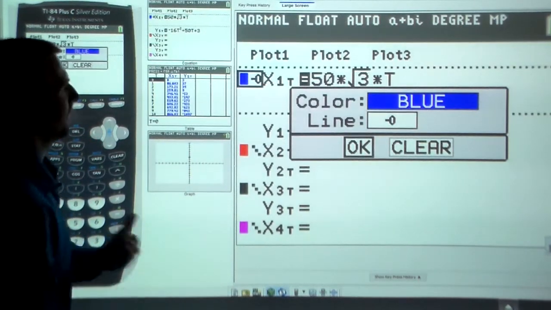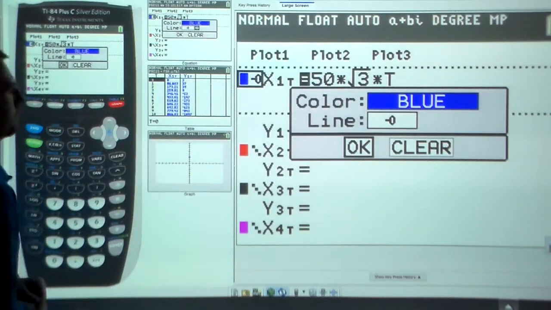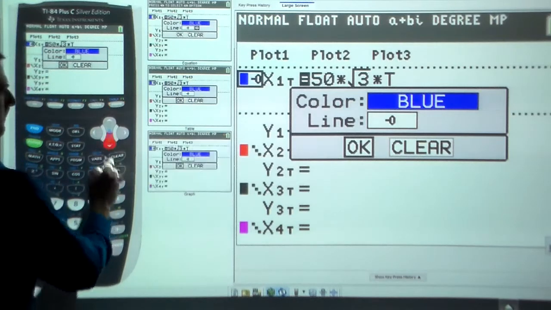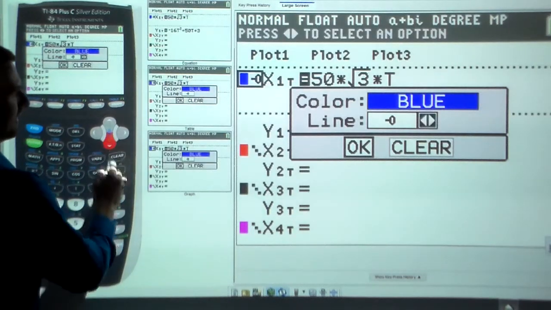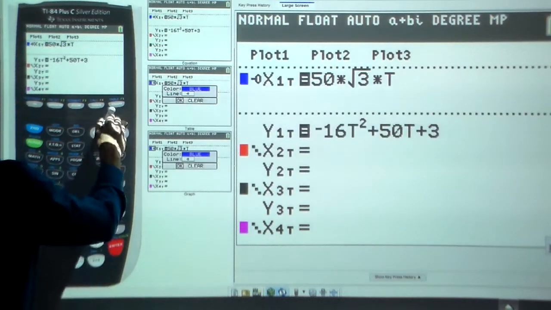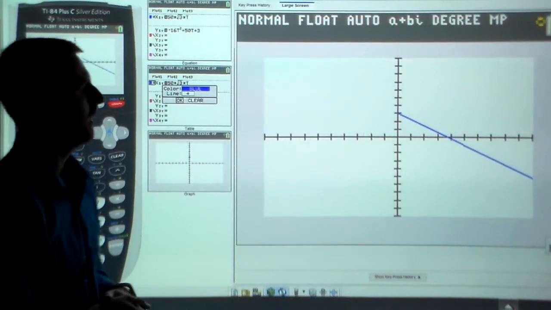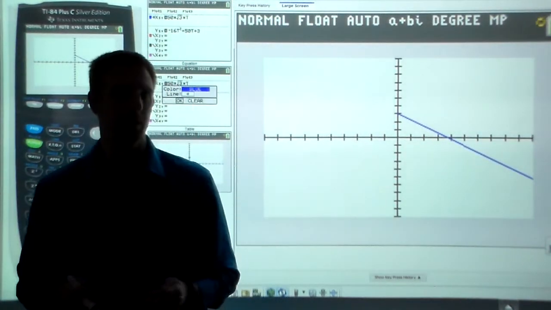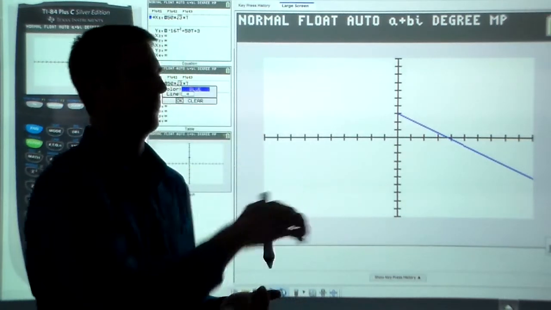Now I'm going to get a little over eager here and just dive right into hitting the graph button. And it's probably going to look kind of weird. All right, let's see. How do I tell it okay? There we go. Let's try hitting the graph and see what happens. All right, that's not exactly the path I expected a baseball to take. I was expecting a parabola shape.